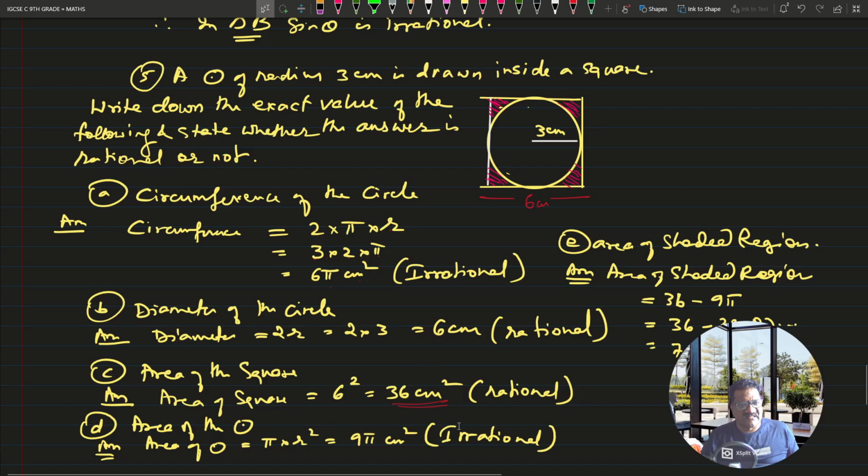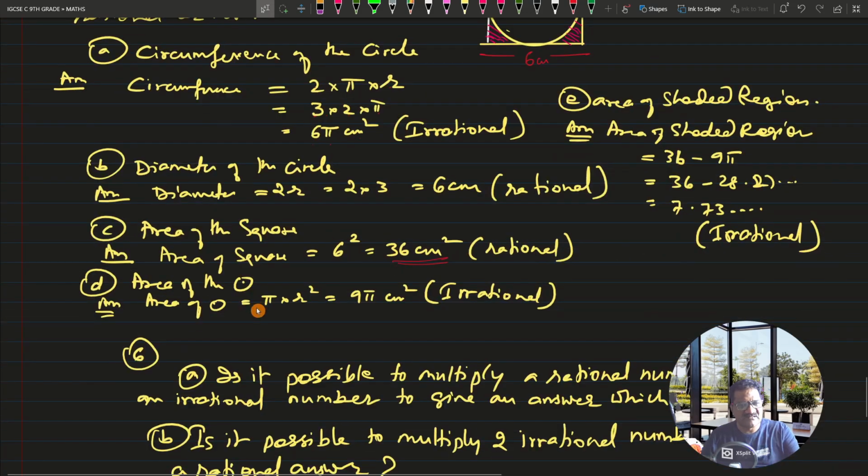D part of the question is area of the circle. Now area of the circle is pi r square. So pi you keep as it is, and r is 3. So 3 square will be 9. So it will be 9 pi centimeter square. And because pi is irrational, 9 pi will also be irrational. So area of the circle is an irrational number.